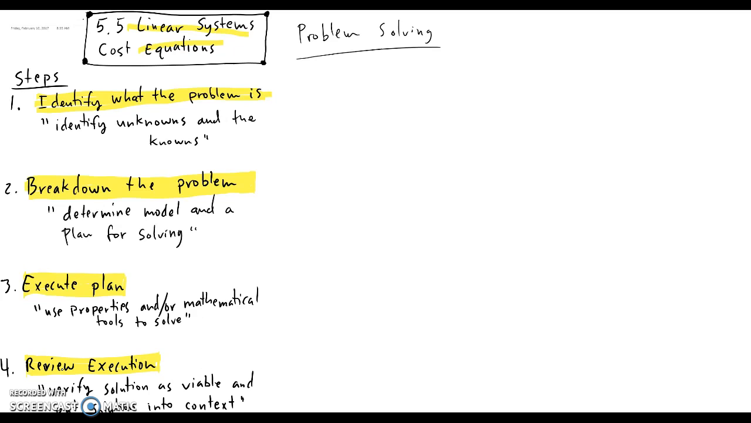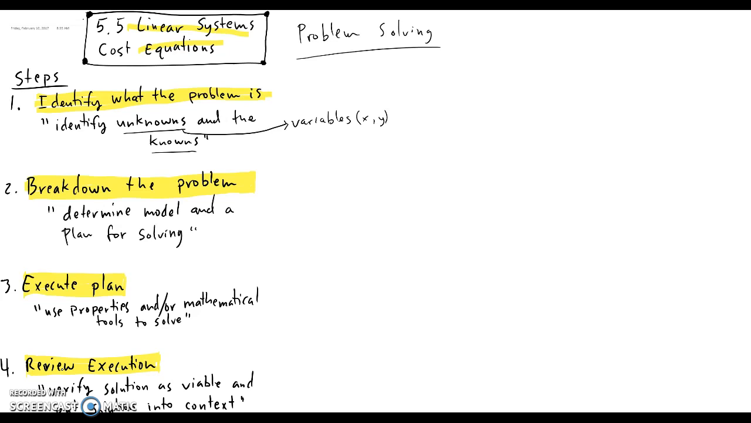In math, right, the first step is to identify the unknowns and the knowns. Okay, you want to figure out what the problem is asking you for. Those are going to be your unknowns. So they're asking you for something, that means you don't know them. And in math, we represent unknowns with variables. The most common ones, obviously, are x and y, but really any variable, okay, can be used.